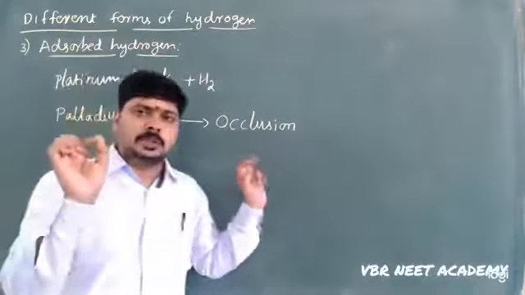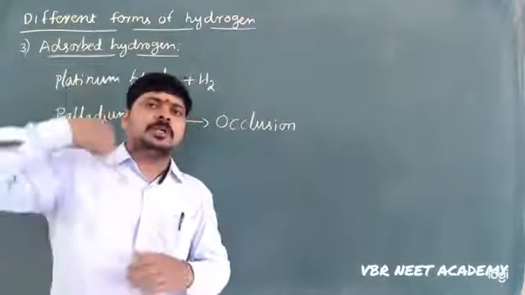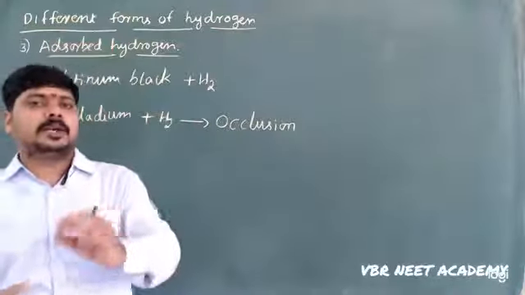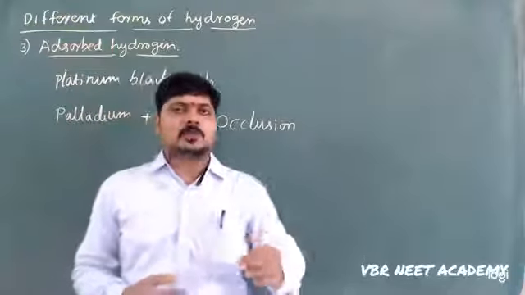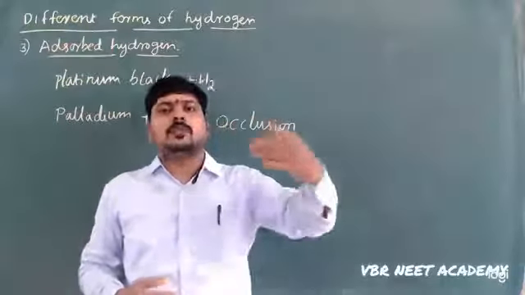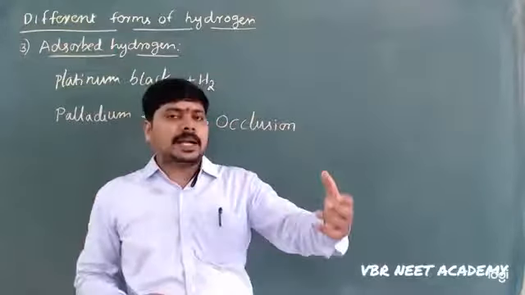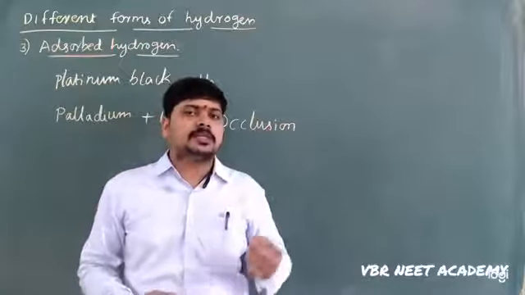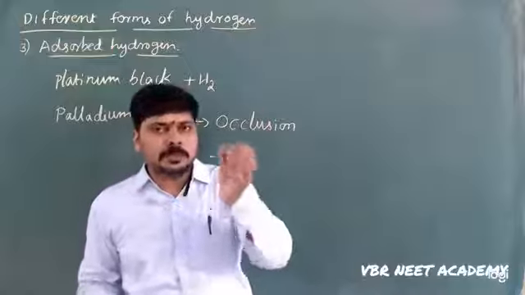What is the meaning of occlusion? That is, a larger amount of adsorption takes place on the metal surface, which is called occlusion. Almost 5 times more than its volume, the palladium can adsorb the hydrogen. So that's why it is called with a special term, occlusion.